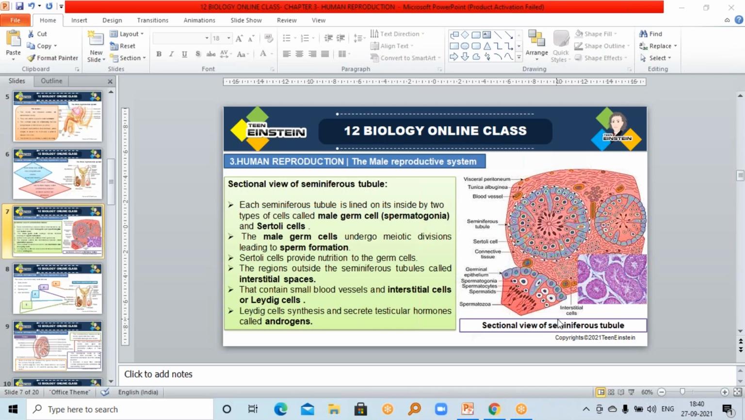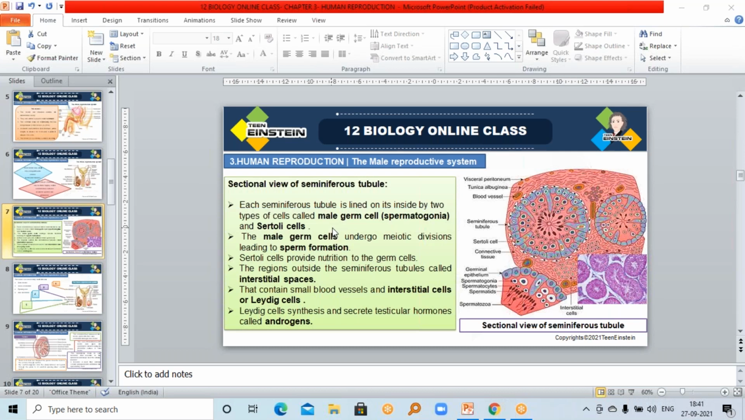So in the space between adjacent seminiferous tubules, there are clusters of cells called interstitial cells. There you can see blood vessels as well as clusters of cells that are called interstitial cells or Leydig cells. Okay, and these Leydig cells synthesize and secrete the testicular hormone called androgen. So in the interstitial space, you can see blood vessels and interstitial cells or Leydig cells, and the testicular hormone androgen is secreted by interstitial cells.